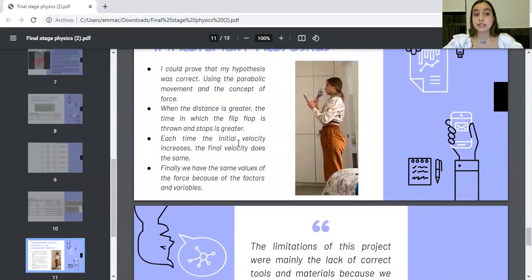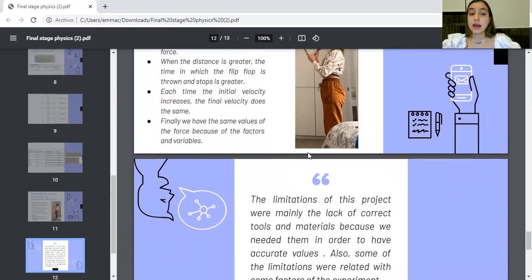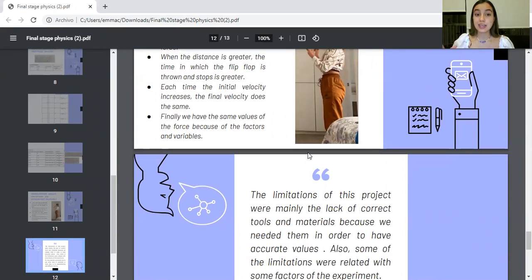Another thing that I realized is that each time the initial velocity increases, the final velocity does the same. And finally, we have some values of the force that were similar or the same because of the factors and the variables that we have. The factors are like the space, the person that threw the flip-flop, its mass, anything that can affect this experiment, which helped us in order to know the final result.